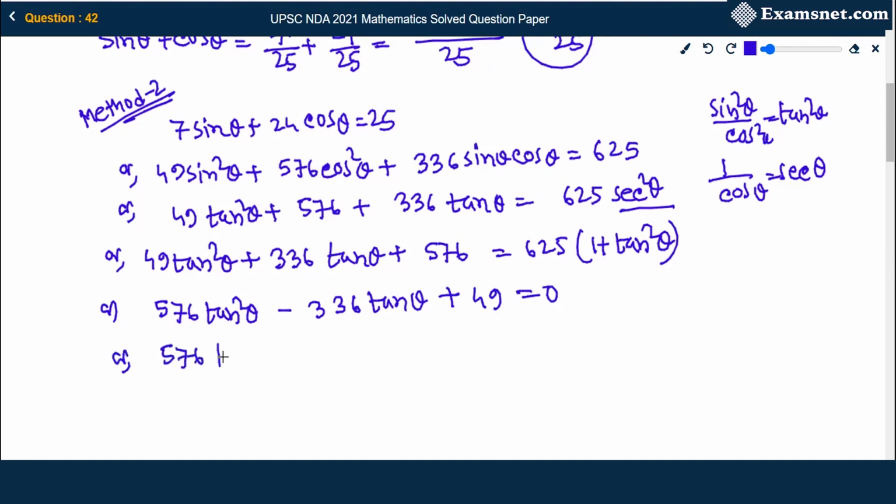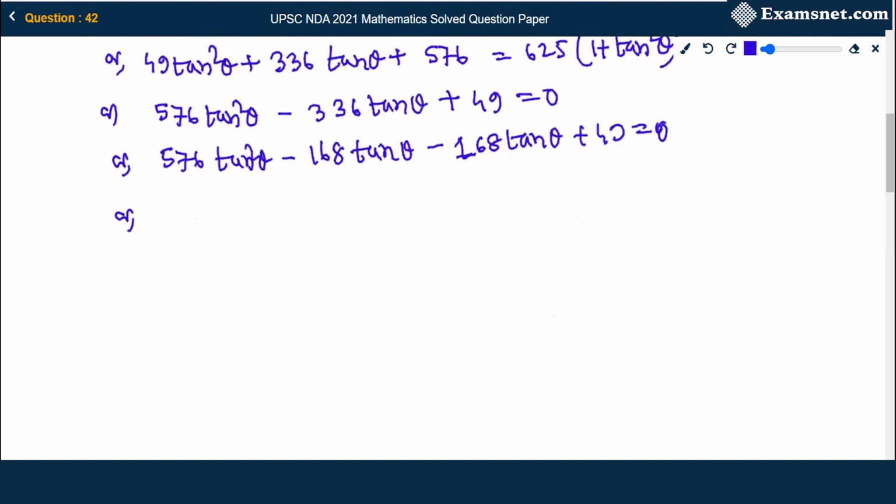So 576 tan square theta minus 168 tan theta minus 168 tan theta plus 49 equals 0. It would give us the value 24 tan theta minus 7 ... theta.